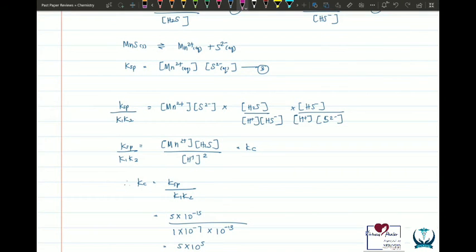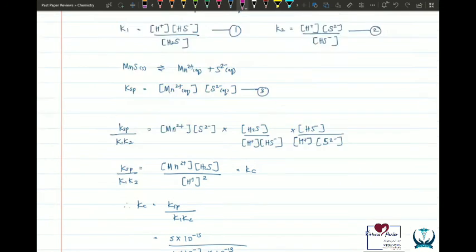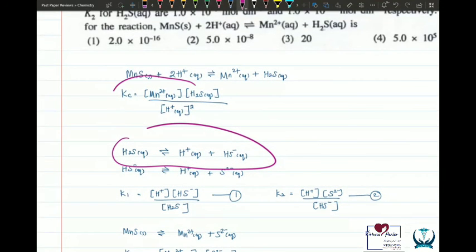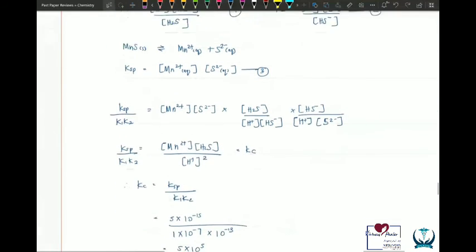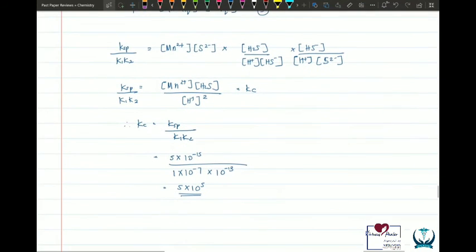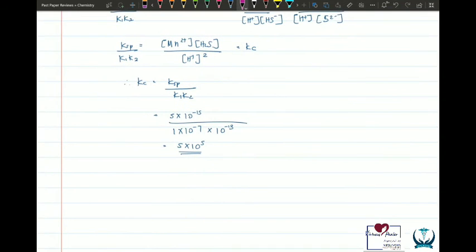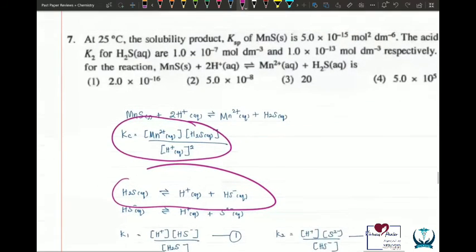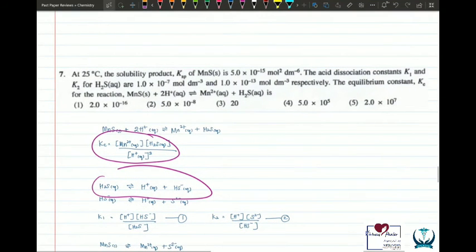So if we take Ksp divided by K1, K2, now when we simplify this, we get [Mn2+][H2S] divided by [H+] squared, which is what we want here. So Kc is Ksp divided by K1, K2. Simplifying, it gives us 5 into 10 to the power 5, which is answer number 4.